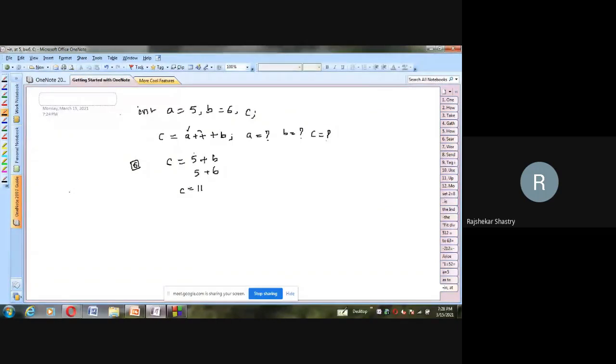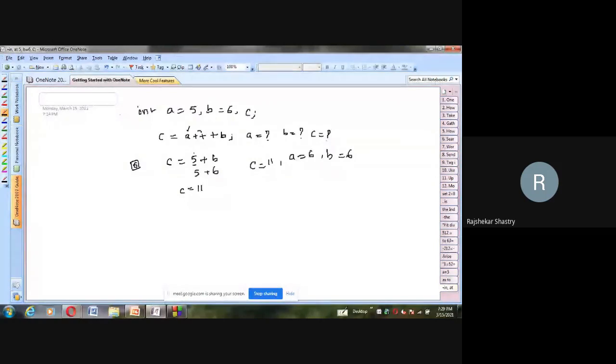So thus, after substituting a is equal to 5 here, a gets incremented and a will become 6 here. So finally what we observed is that c is equal to 11, a is equal to 6 and b never changes because it's a direct value we are using it here. Therefore, the answer is 11, 6 and 6.